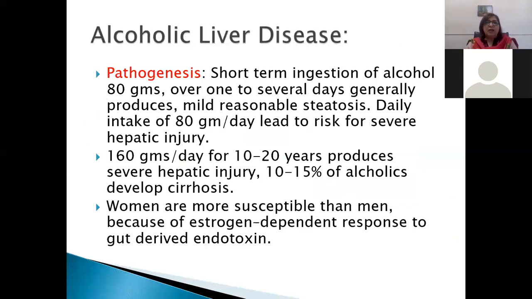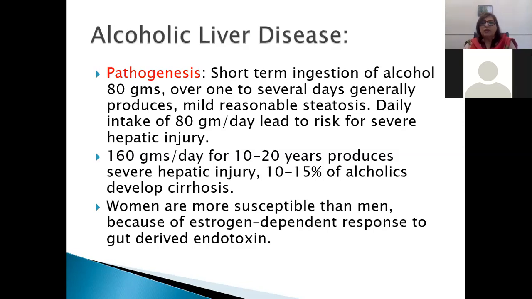Pathogenesis. The short-term ingestion of alcohol, that is 80 grams over 1 to several days, generally produces mild reversible steatosis. It means if a person is taking a lesser amount of alcohol, it will produce only mild fatty change in the liver. The daily intake of 80 grams per day leads to risk for severe hepatic injury. So if 160 grams per day for 10 to 20 years of alcohol is taken, it can lead to severe hepatic injury, and 10 to 15% of alcoholics will develop cirrhosis.